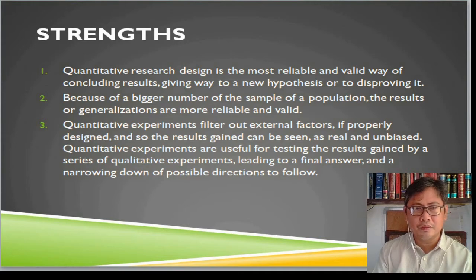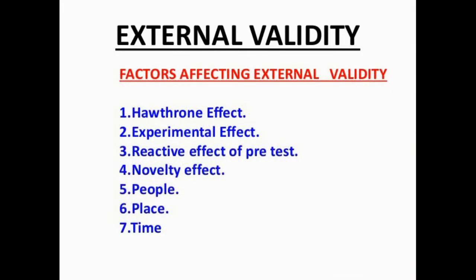So examples of external factors are the following. Number 1 is the Hawthorne effect, experimental effect, the active effect of pretest, novelty effect, people, place, and time. So these are the external factors that you need to be mindful of when you conduct experiments or a quantitative research study. So we will be discussing this later on in our subject.